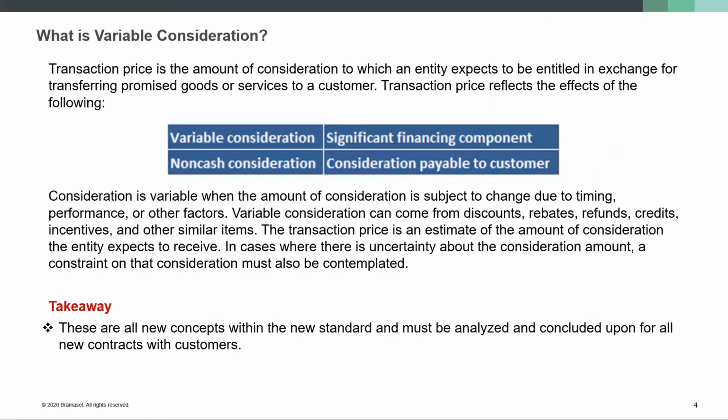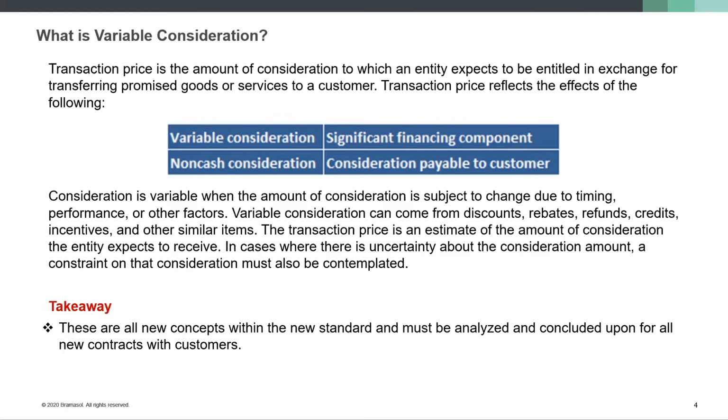So what is actually variable consideration? Well, if you look on the screen, it says, transaction price is the amount of consideration to which an entity expects to be entitled in exchange for transferring promised goods and services. So what does that actually mean? That means that consideration is variable when the amount of consideration is subject to change. Why would things like that change? It is due to timing, performance, or other factors.